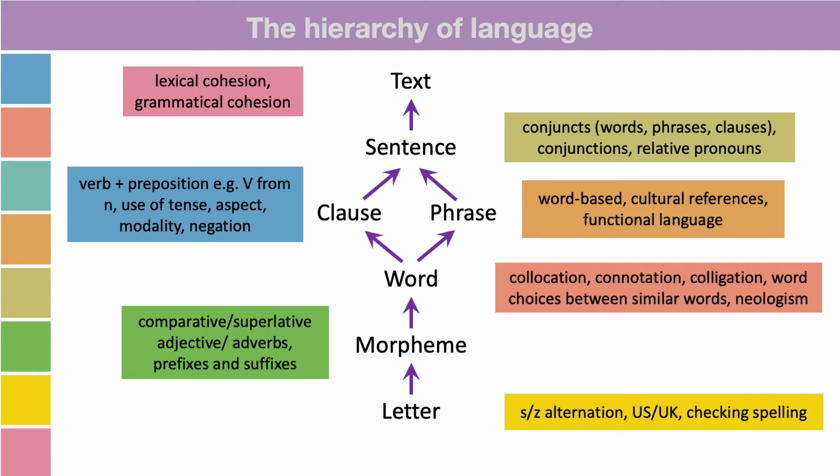With morphemes, we're talking about things that make the comparative and superlative, adjective, adverbs, prefixes and suffixes. With words, we've got such properties of words as collocation, connotation, colligation, etc. And with letters, we have such things as spelling and the variations between US and UK spelling conventions.